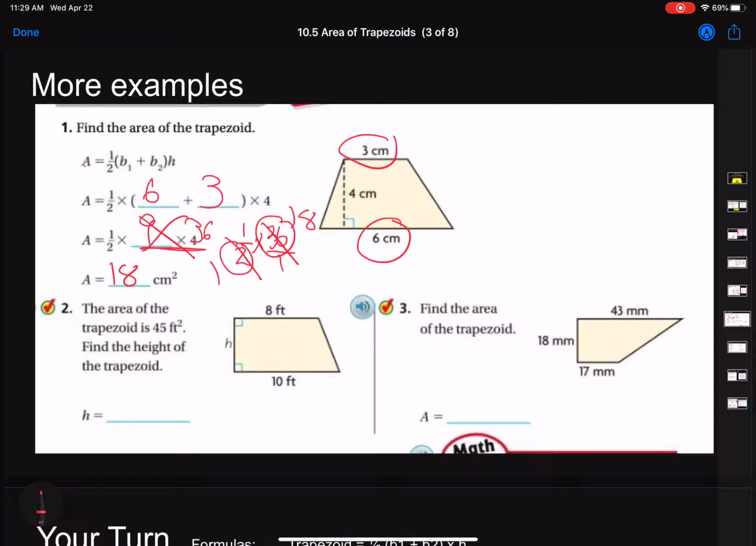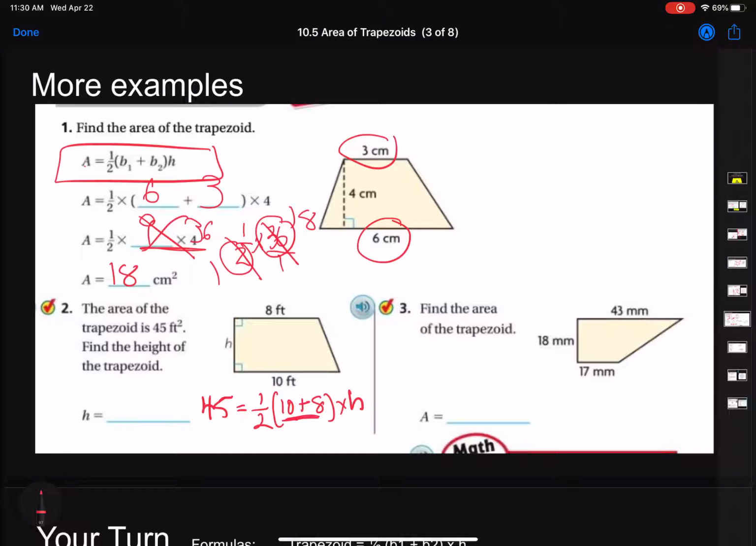Number 2 is missing the height. So the way we want to do that is we want to take this formula that's back up here: A equals 1/2 times the sum of B1 plus B2 times the height. So we're going to go 45 equals 1/2 times the sum of, again, it doesn't really matter the order that you write 10 and 8, times the height, we don't know.